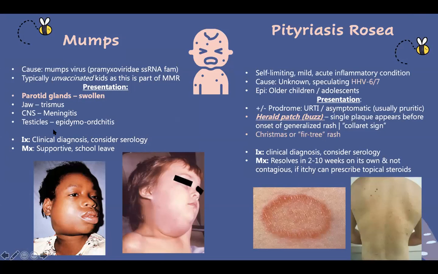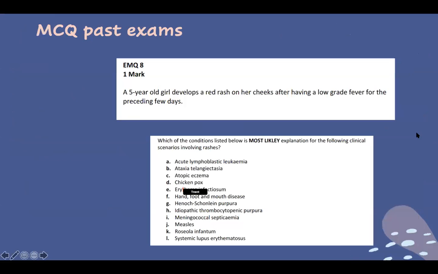Pityriasis rosea, that's a GP condition, a self-limiting condition. A lot of them actually don't have any prodromal symptoms except they're really itchy, and then they get this herald patch, which is like a salmon scaly patch, usually on their trunk, and it appears before the generalized rash. They call it the collarette sign because it's red on the outside and has a central clearing, and then because it follows the contour of the skin lines, it looks like a Christmas tree or a fir tree. It goes away on its own, nothing to worry about.